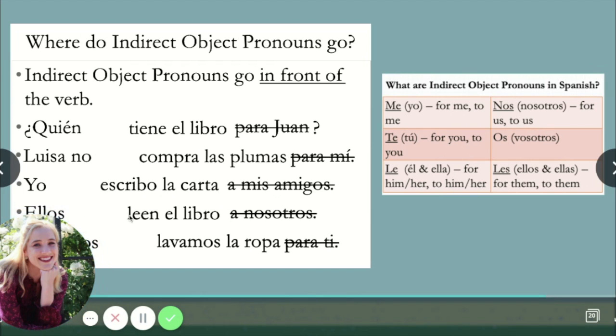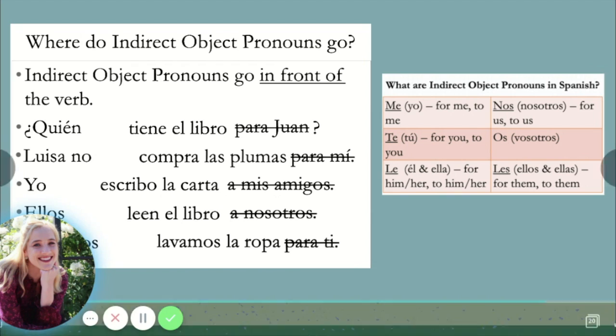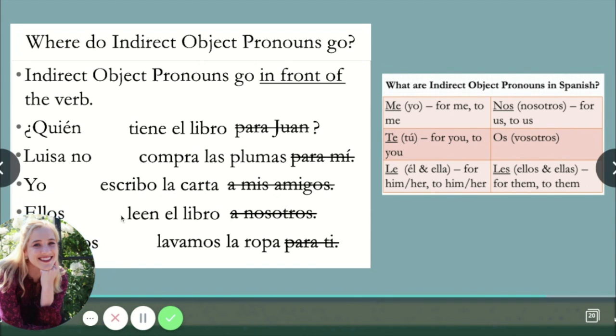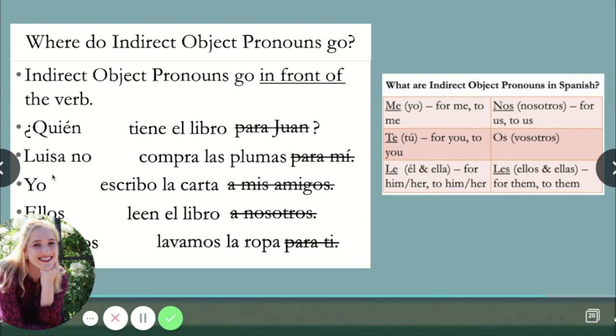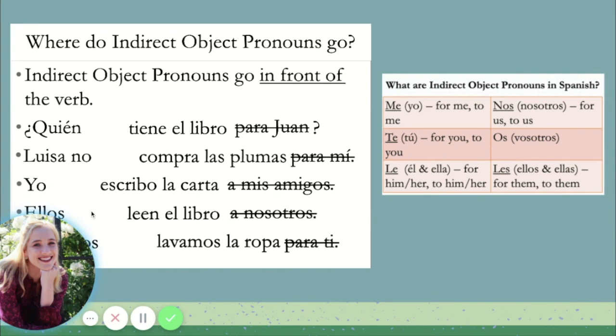All right. Ellos leen el libro a nosotros. They read the book to us. What indirect object pronoun, me, te, le, nos, os, or les, would we use to replace a nosotros? Good, Renee. Good job, princess. Yeah. Ellos nos leen el libro.